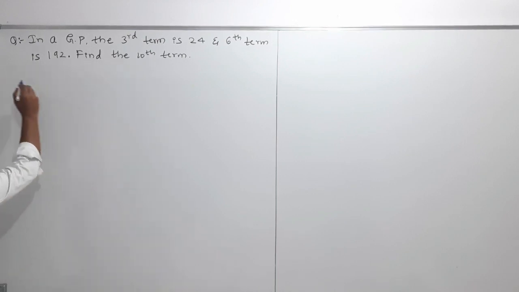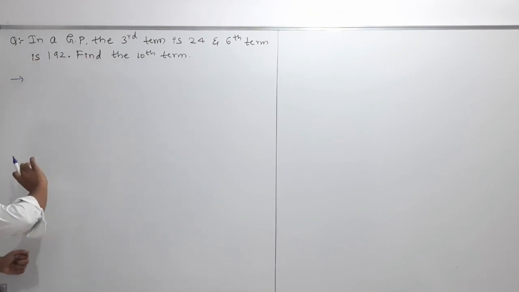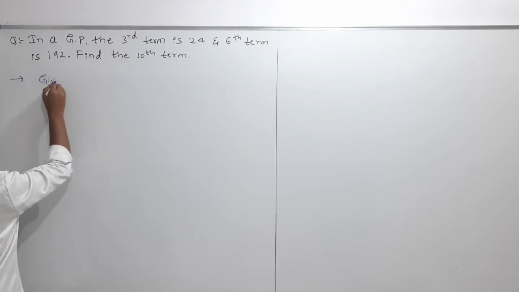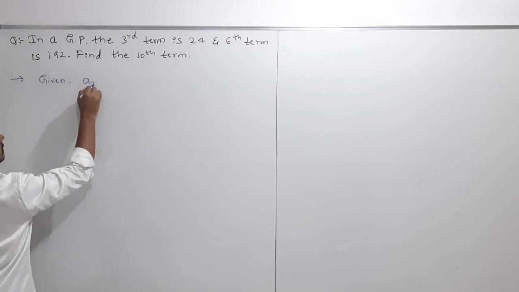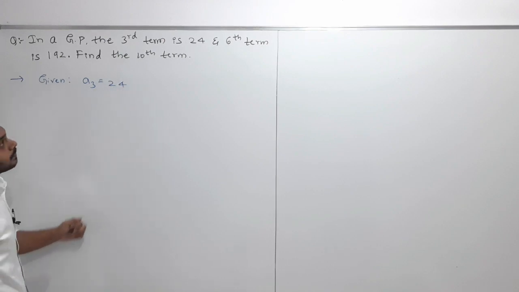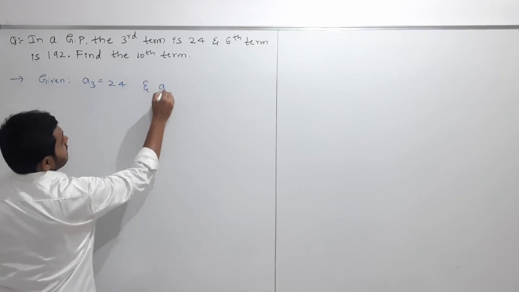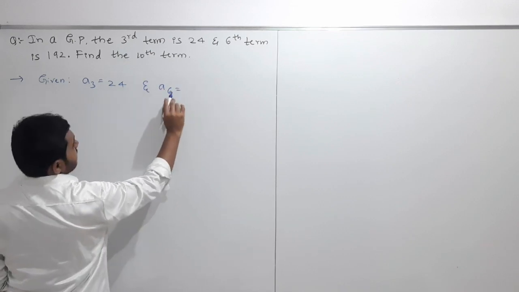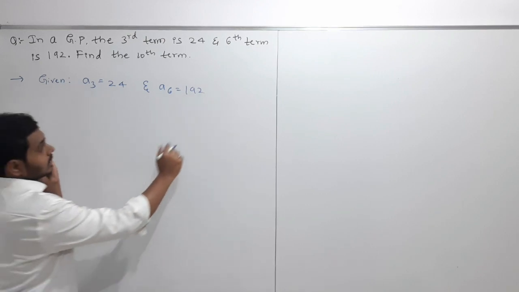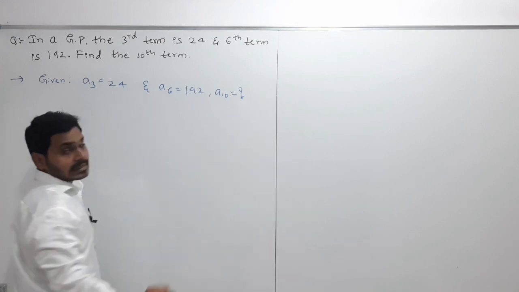So what is given to you, my dear students? Please remember, in a GP, which means geometric progression, the third term is 24. So we can denote the third term as a3 is equal to 24, and the sixth term, a6, is 192. Find the 10th term. It means we should calculate the 10th term.